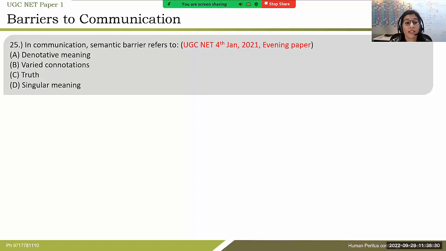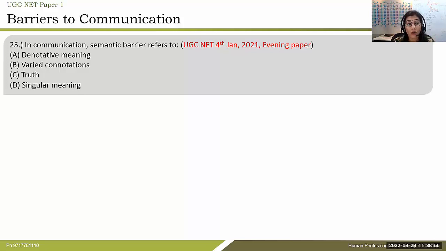Again, the term semantic barrier refers to the meaning, which is denotative meaning, varied connotations, truth, and singular meaning. Truth you can clearly eliminate. Singular meaning, obviously not. Yes, you can get confused with the term because semantic is related to meaning. So this can be denotative meaning, varied connotations, and singular meaning also.